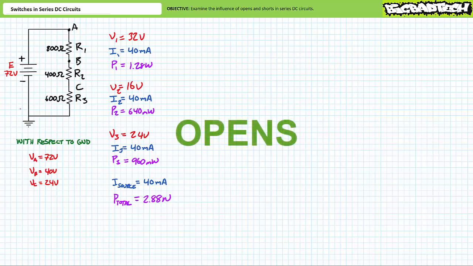Let's discuss opens first. As you are no doubt aware, a series path is an inline arrangement of elements such that one path for current exists. If there is an open or loss of connection anywhere in that series path, no path exists for current and no current will flow. In summary, an open anywhere in a series path will stop all current flow through all elements in that series circuit.